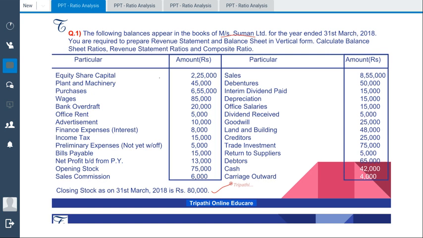So as we know, we will have to give two effects for this particular information, or you can say adjustment. Right now, what is the first thing that we are supposed to do? We will have to prepare revenue statement and balance sheet in vertical form. Right, so let us prepare the revenue statement and balance sheet in vertical form.